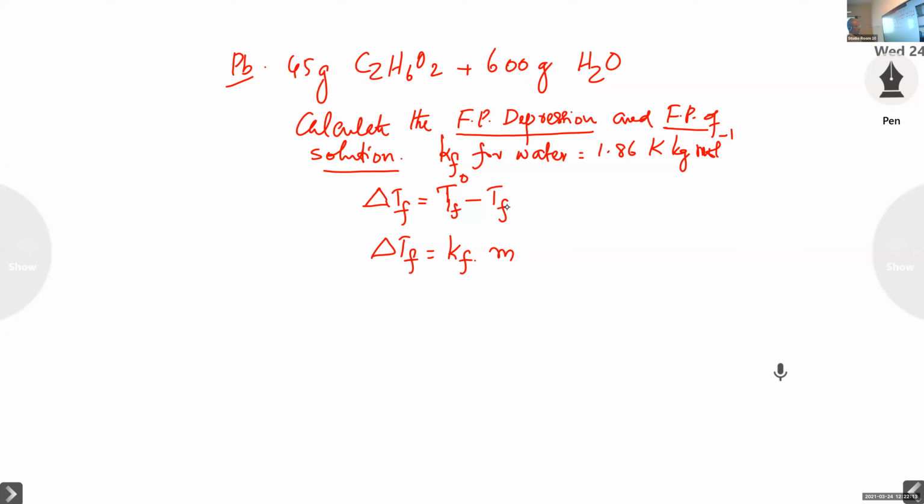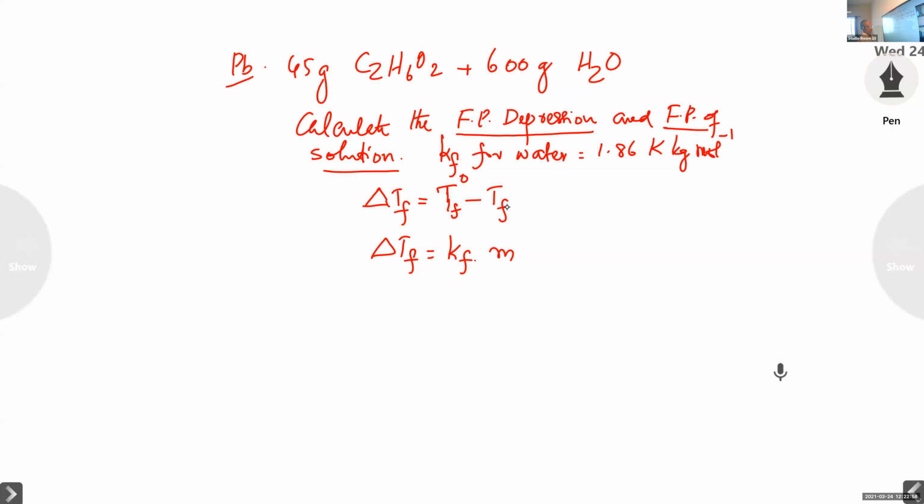So in the depression of freezing point, we have only 3 equations. One is for the molecular mass, which is not asked here. What are asked here are, one, the depression of freezing point, delta TF, and two, the freezing point of the solution, TF. That is what we have to find. To get TF, we have to get delta TF.